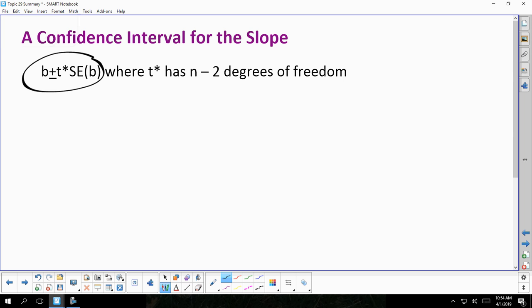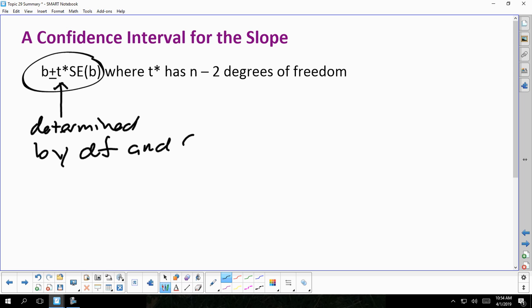Our confidence interval for the slope, remember, just like every confidence interval, has our best point estimate, which is the slope that we get when we run our regression line. Then we have our t, determined by our degrees of freedom and our confidence level. And then we have the standard error of the statistic, in this case, our slope. So every confidence interval is about the same.